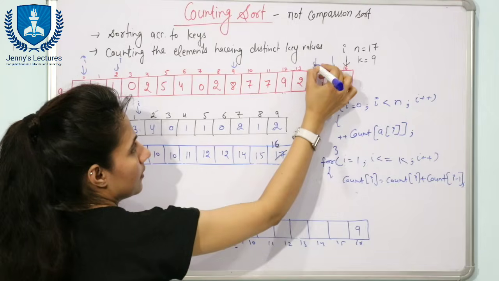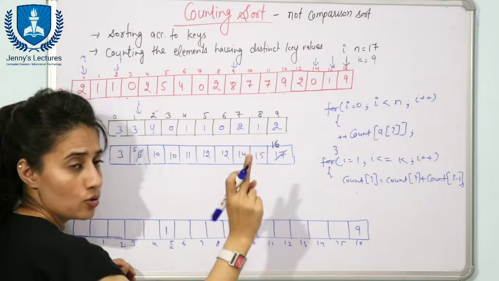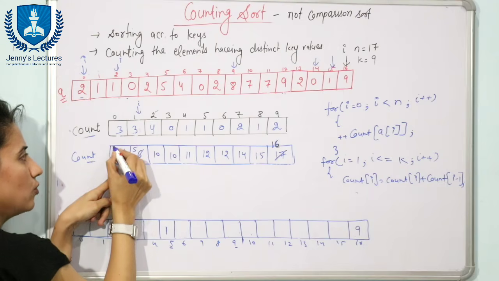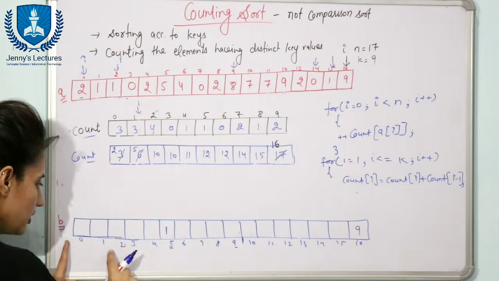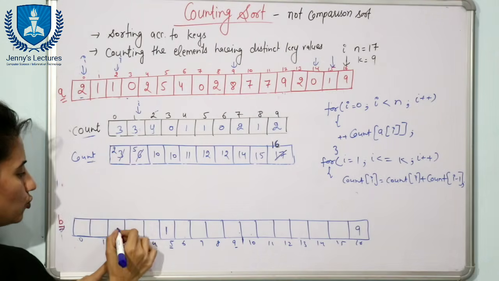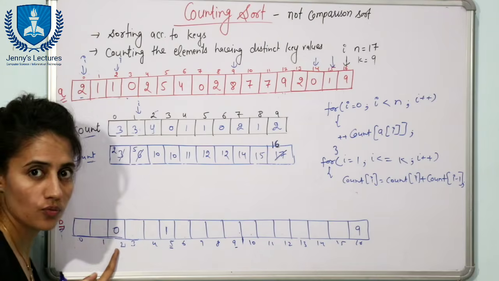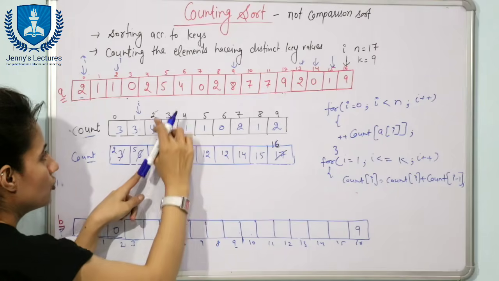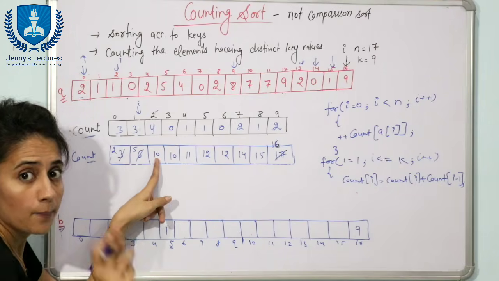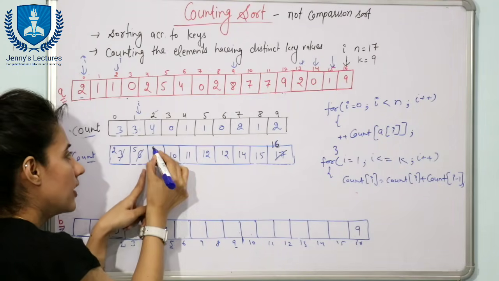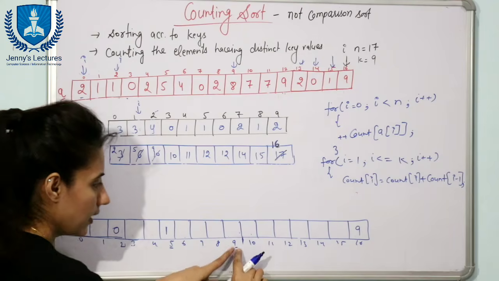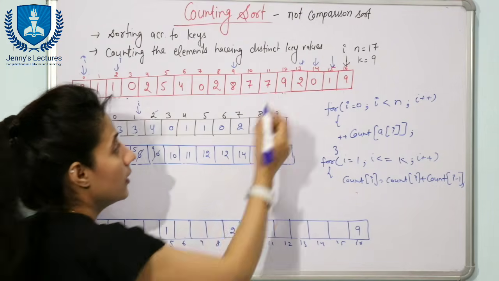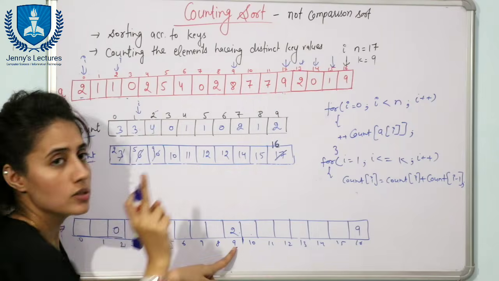Now decrement I. Now here the value is 0, go to index 0, value is 3. First decrement this value, that is 2. Now in the output array, at index 2, store 0. Next decrement I, value is 2, go to index 2, value is 10. But first of all decrement this, that is 9, and now at the 9th index store 2. Now again decrement, value is 9.